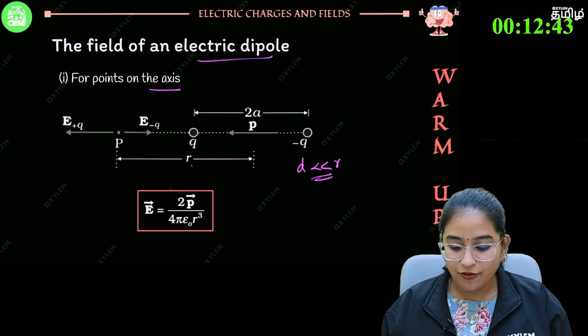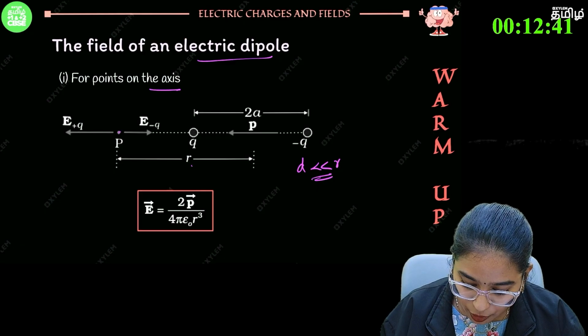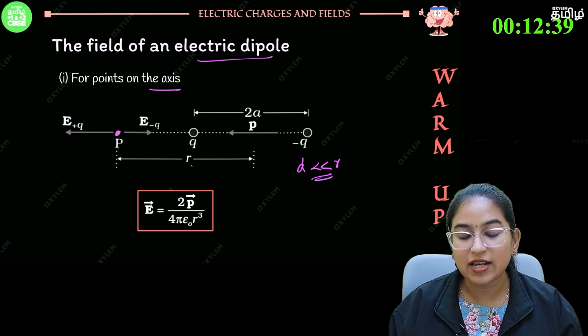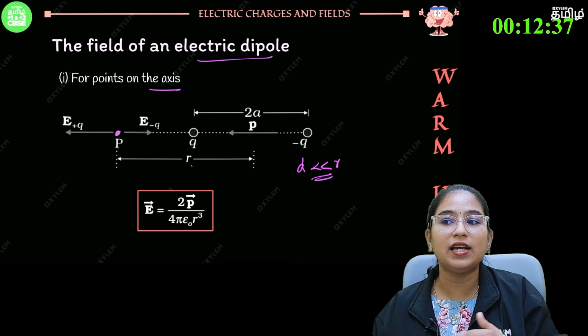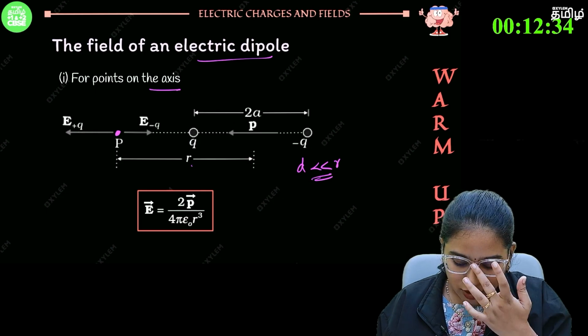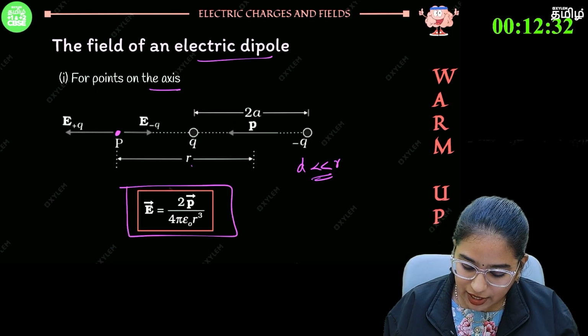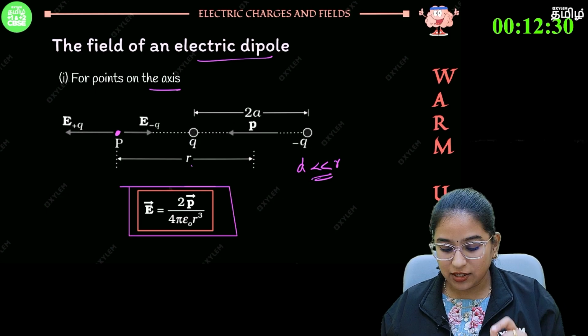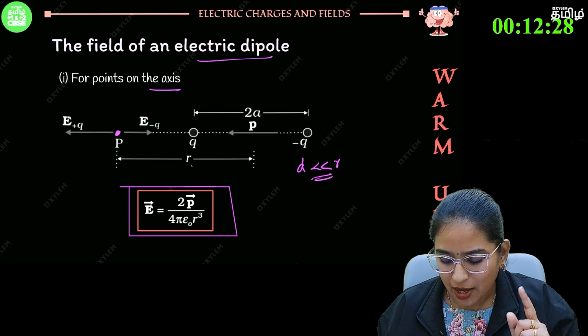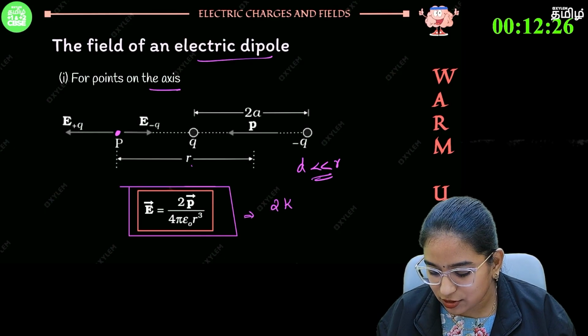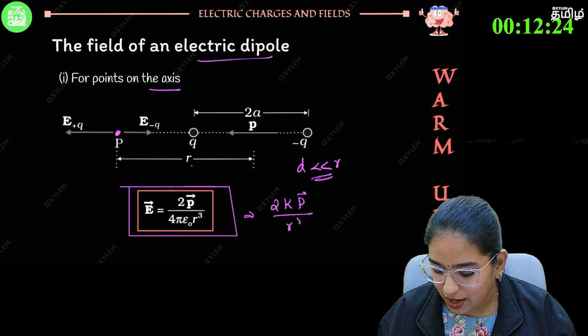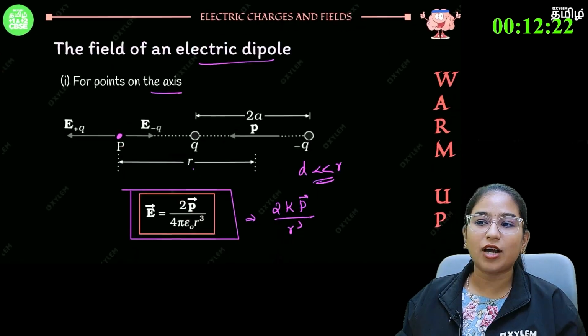Now you can figure out, we are going to measure at a point P over here, which is completely axial to your dipole. Here the formula is going to be E is equal to 2p divided by 4 pi epsilon naught r cube, but it will simply be written as 2kp divided by r cube. P is nothing but the electric dipole moment.